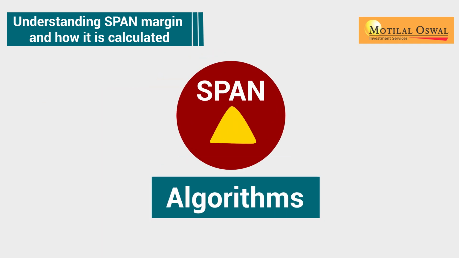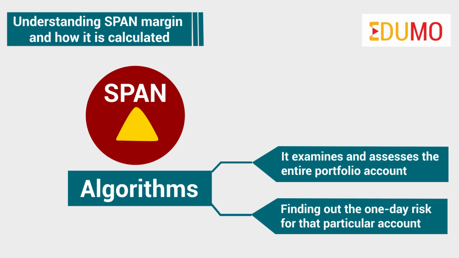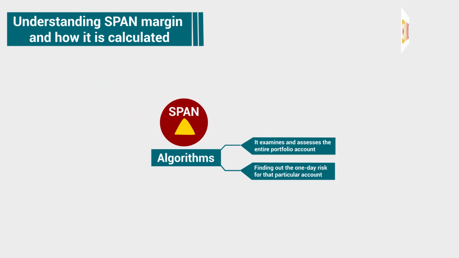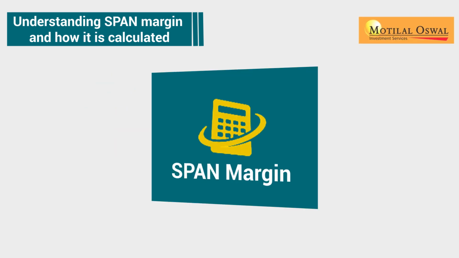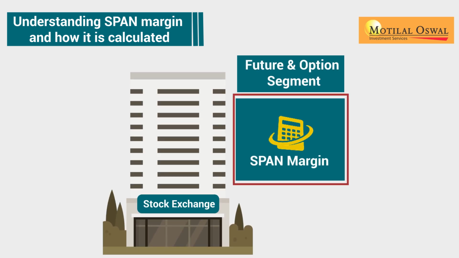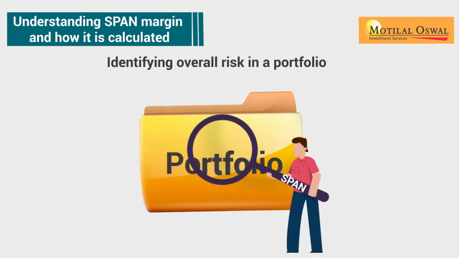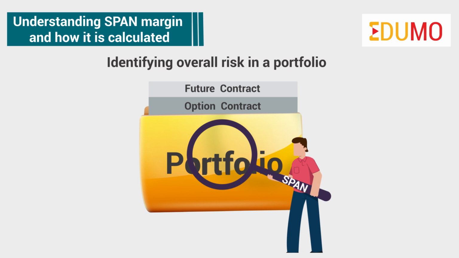SPAN is a software based on algorithms. The algorithm examines and assesses the entire portfolio account of a trader in order to find out the one-day risk for that particular account. Based on this analysis, a margin is determined and it is named as the SPAN margin. SPAN margin is the initial margin required by the exchange in the futures and options segment. Its objective is to identify overall risk in a portfolio of futures and options contracts for every member.